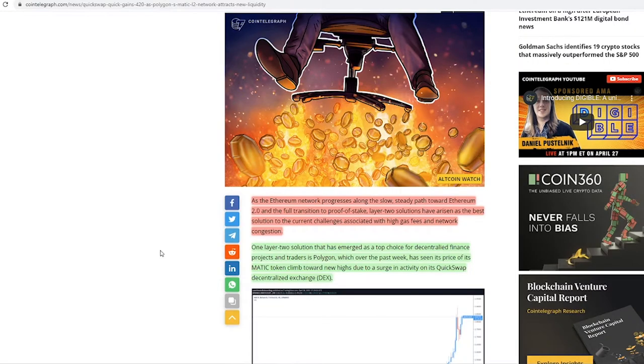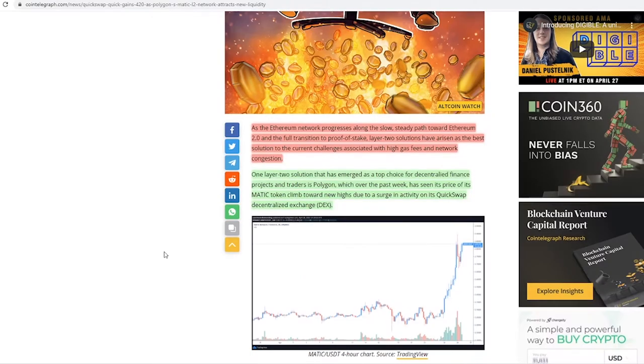As the Ethereum network progresses along the slow, steady path towards Ethereum 2.0 and the full transition to proof-of-stake, Layer 2 solutions have arisen as the best solution to the current challenges associated with high gas fees and network congestion. One Layer 2 solution that has emerged as a top choice for decentralized finance projects and traders is Polygon, which over the past week has seen the price of its Matic token climb towards new highs due to a surge in activity on its Quickswap decentralized exchange.